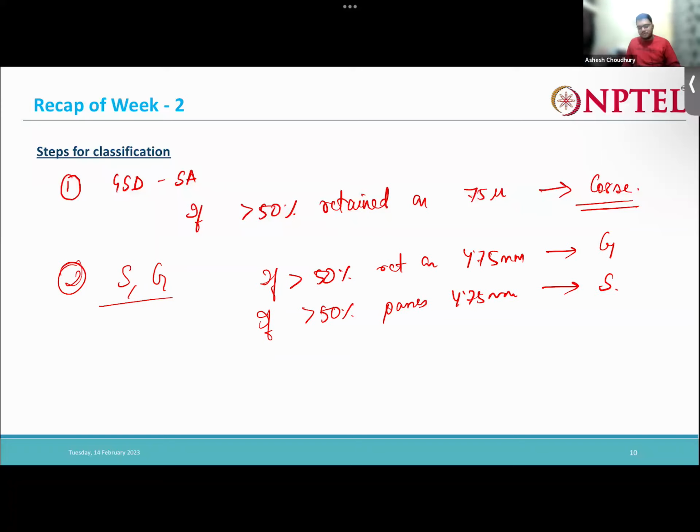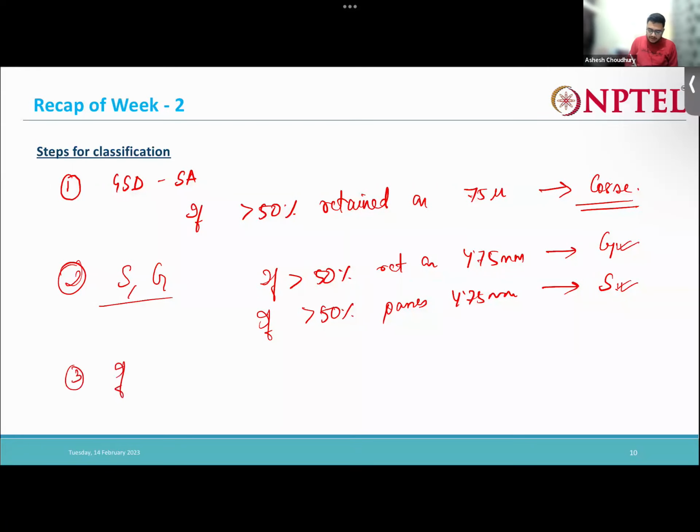We know that. So if more than 50% passes through our 4.75 mm sieve, that means it is sand. And if more than 50% is retained on 4.75 mm, it is gravel. Now this is over. Now you know that it is coarse, and also that it's either G or S, either gravel or sand. Now we need to look into the fine fraction.